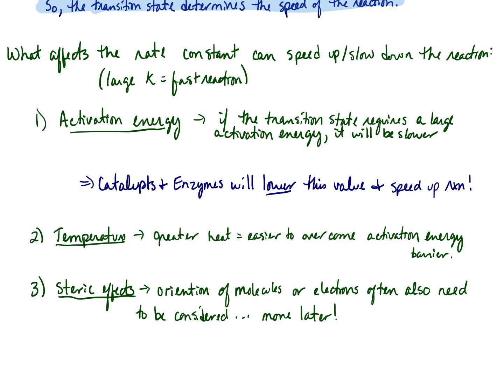Okay, so what is going to affect the rate constant and how can we speed that up? Well, remember, large K means fast reaction. That's going to make the rate go up. Activation energy is the first thing that I think of, right? How high is that hump that we have to go over? If the transition state requires a large activation energy, it's going to be a slower reaction.